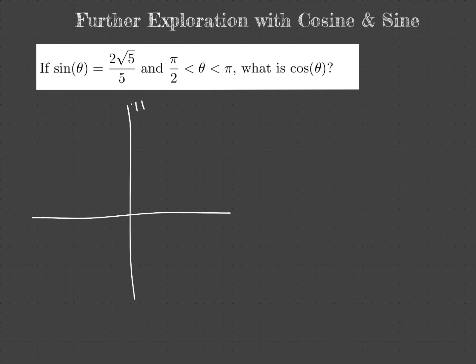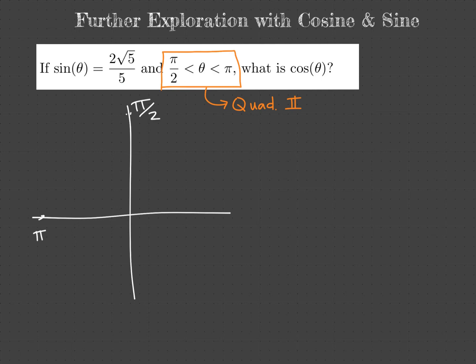we know that pi over 2 is 90 degrees, or up here, and then pi is over here at 180 degrees. So in between pi over 2 and pi is just another way of saying that we're in quadrant 2. So now we are given the information of theta, a sine of theta being 2 rad 5 over 5.